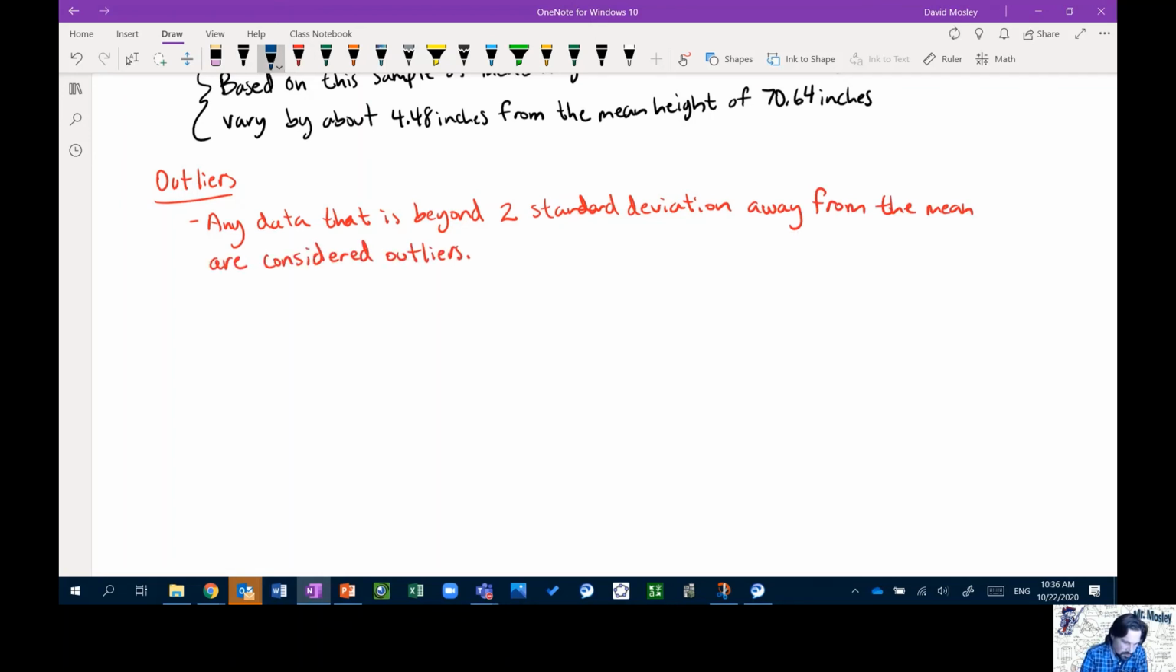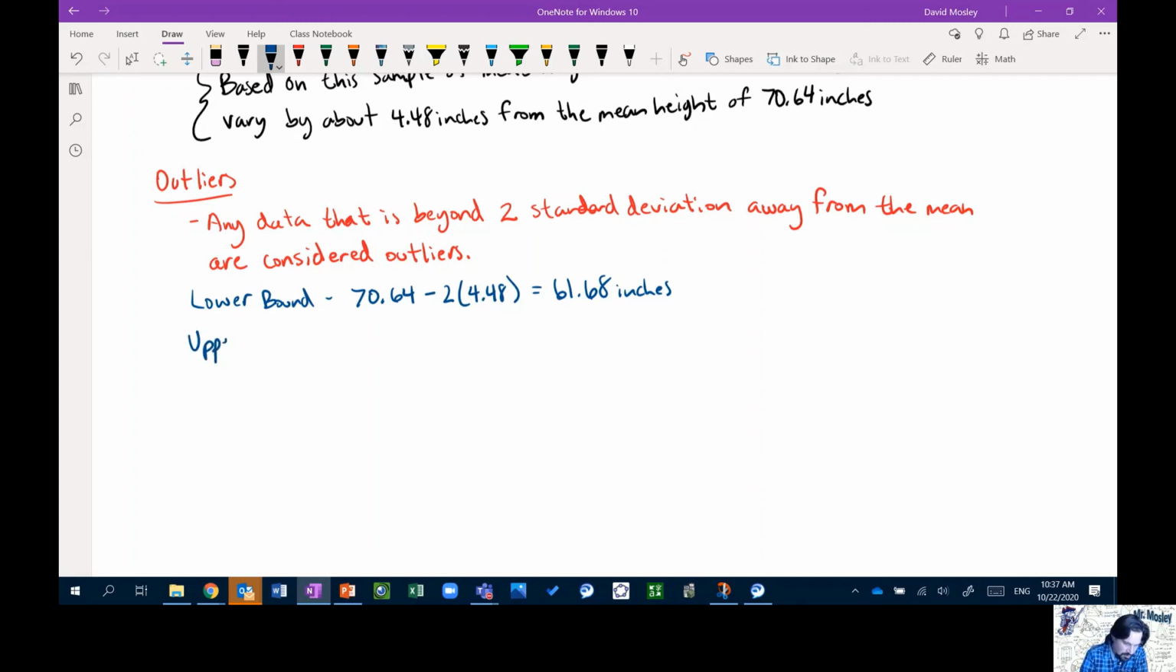So that means we'll check for a lower and upper bound. So the lower bound, we will say 70.64 minus 2 times 4.48. And that will give us 61.68 inches. So any data point or any heights lower than 61.68 inches would be considered an outlier.